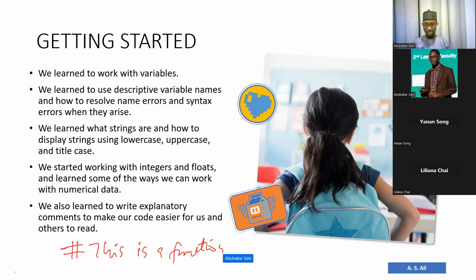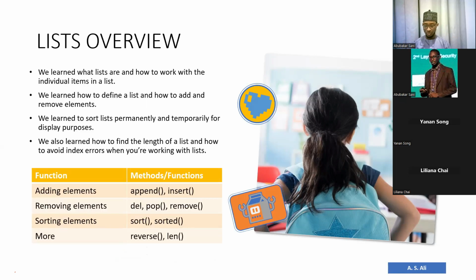Why do we write comments? Because tomorrow or after one year, when you come and look at your code, you might be confused. What am I looking at? But if you have the comment, you can easily read it to remind you, oh, when I was writing this code, this was what I was trying to do. So that is a comment. Always have comments in your code.